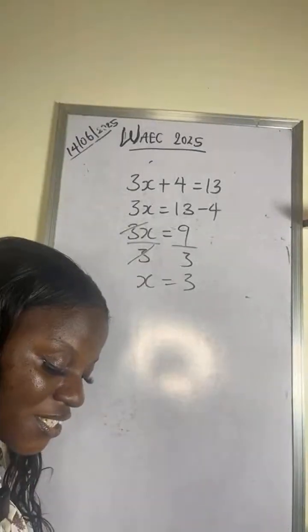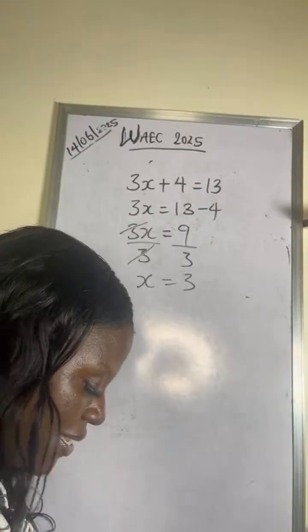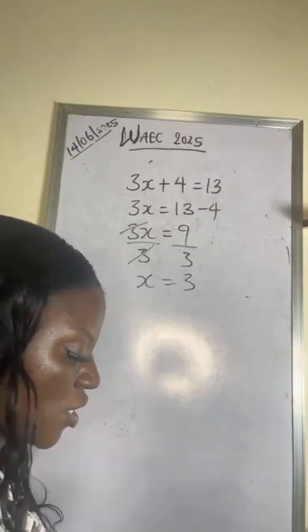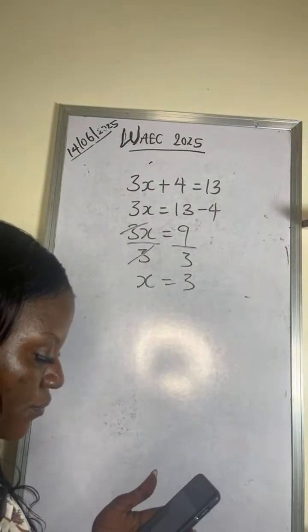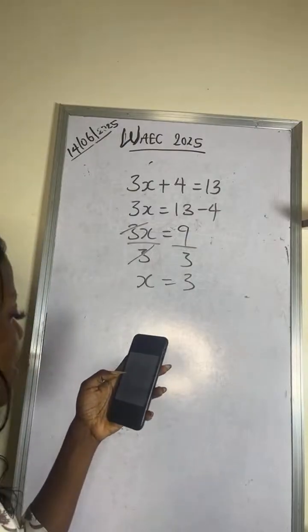So you see repetitive questions like this, try to learn them so that your exam is just easy peasy for you. So the option is option C.